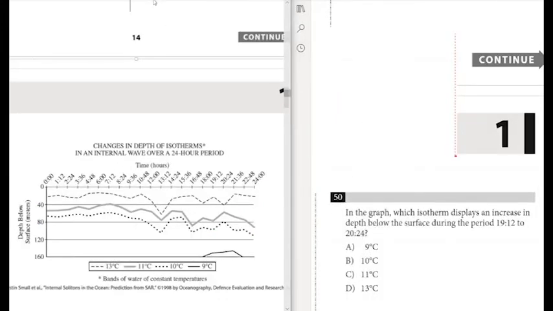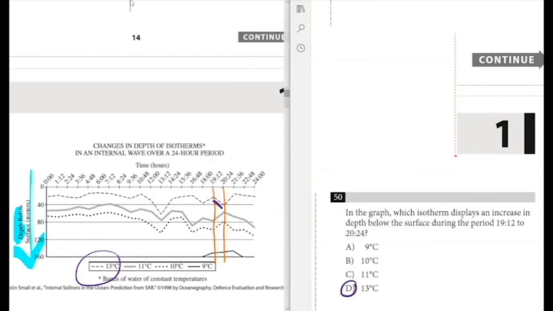Question 50. In the graph, which isotherm displays an increase in depth below the surface during the period 1912 to 2024? So 1912 to 2024 is the little region between these two lines, and the confusing thing around this question is that an increase in depth means that we're moving downward. So which of these graphs is moving downward in that time period? It's this one right here, which is the 13 degrees Celsius, so therefore the answer to 50 is going to be D.